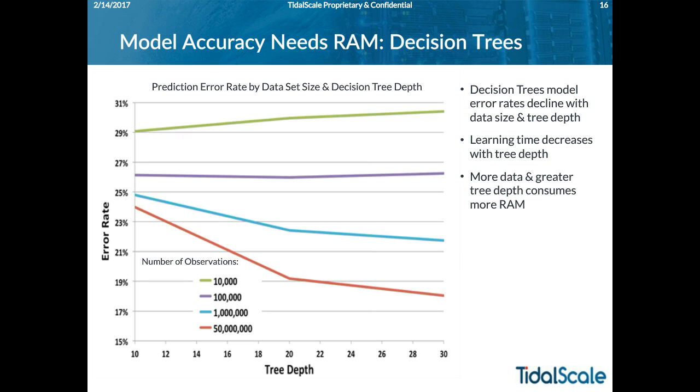That means more RAM, right? So if we want more accuracy and we want to handle more observations and we need to go greater tree depth, we need more and more RAM. And that growth in the RAM is not necessarily linear, right? Decision trees can be quadratic in space. So we're going to talk about that further. But again, with TidalScale, you can make an algorithmic decision. I'm going to use an algorithm that's memory hungry because I need a decision faster, or I need a better decision.